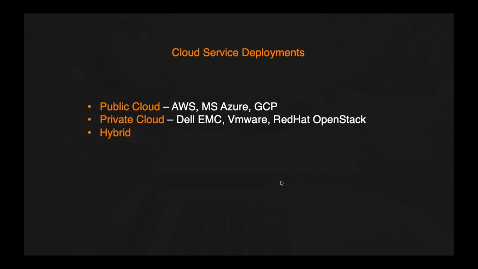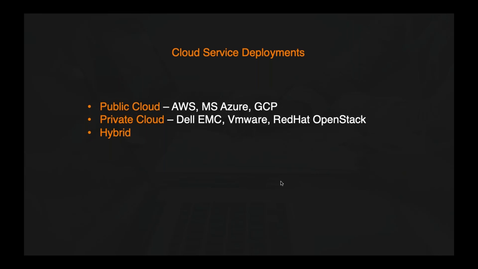The third is the hybrid cloud. And hybrid cloud can be anything. Hybrid cloud between two public clouds. Maybe you have one infrastructure on AWS, and there's another infrastructure on Google Cloud Platform. Now you can connect these two infrastructures together. That can be called a hybrid cloud.